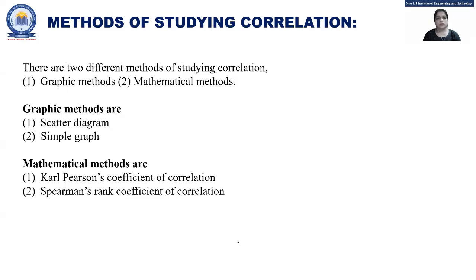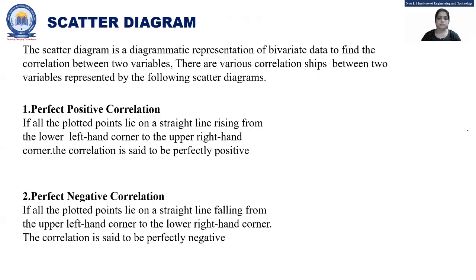Methods of studying correlation. There are two different methods of studying correlation. The first one is the graphic method and the other one is the mathematical method. In the graphic method, there are two types: first is the scatter diagram and the other one is the simple graph. And for the mathematical method, there are two methods, that is Karl Pearson's coefficient of correlation and Spearman's rank coefficient of correlation. So first we start with the graphic method, and first, the scatter diagram.